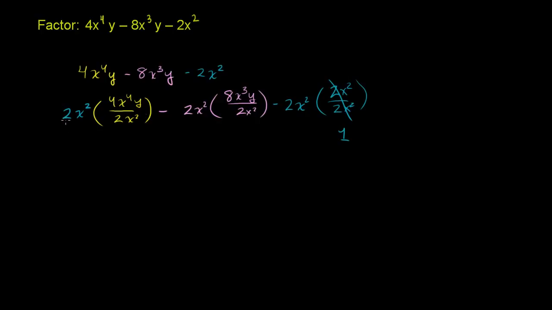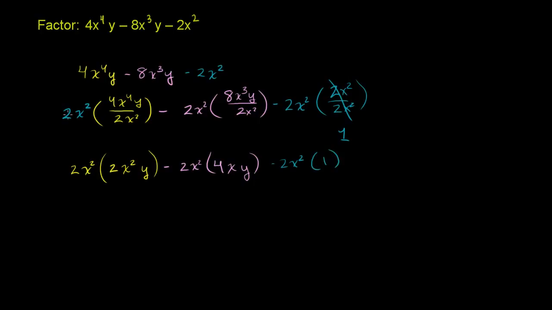This first term simplifies to 2x squared times, now 4 divided by 2 is 2. X to the fourth divided by x squared is x squared. And then y divided by 1 is just y. So it's 2x squared times 2x squared y. And then you have minus 2x squared times 8 divided by 2, which is 4. X to the third divided by x squared is x. And y divided by 1 is just y. And then finally, of course, you have minus 2x squared times 1.